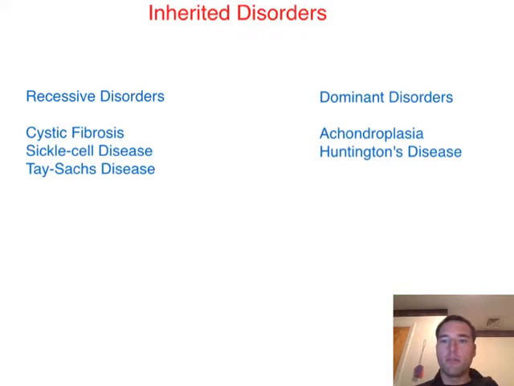Okay, now we have a list of some inherited disorders. There are lots of inherited disorders, but this is just a few of them, starting with some recessive disorders. I'm not going to get into a huge description of these because you can just read about them in your book, but make sure you look over cystic fibrosis. I had actually mentioned that in a previous video, but it's a recessive disorder. Sickle cell disease, look over that in your book as well.